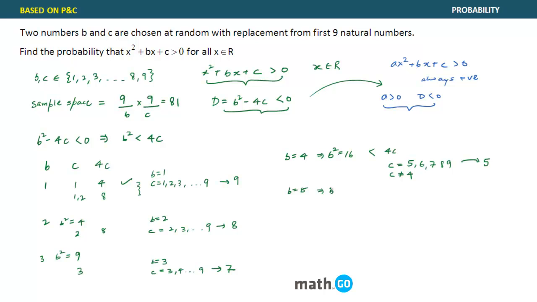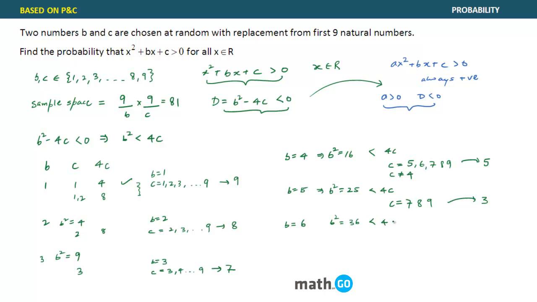Then we put b equal to 5. This converts into b square equal to 25. You want this to be less than 4c. What is the minimum value of c that will satisfy this? If you put 5, you will get 20, not acceptable. If you put 6, it will be 24, not acceptable. So the value of c should start from 7 this time. 7, 8, 9, 3 cases. Let's put b equal to 6. This becomes b square equal to 36.